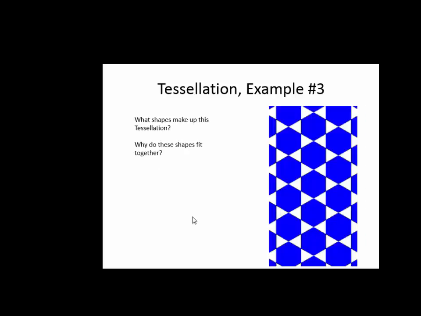Okay, let's look at this final tessellation. This one, as we can see here, uses triangles and hexagons. Pretty cool, huh? So we have a hexagon in the center surrounded by these triangles. Will you stop and tell me why this works?